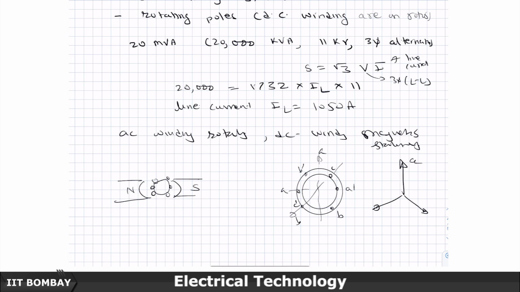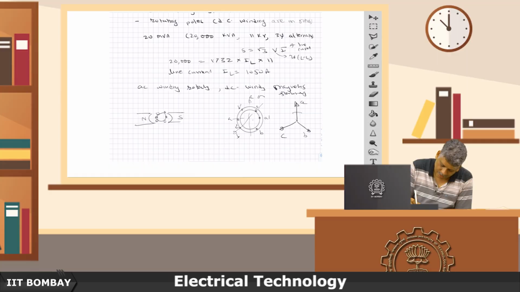So this is my A phase, this is my B phase, this is my C phase, and in this the direction of rotation is usually taken to be anticlockwise, the normal convention of positive direction of rotation. So you would get something like this, and the north and the south poles sitting here. So then what would happen?